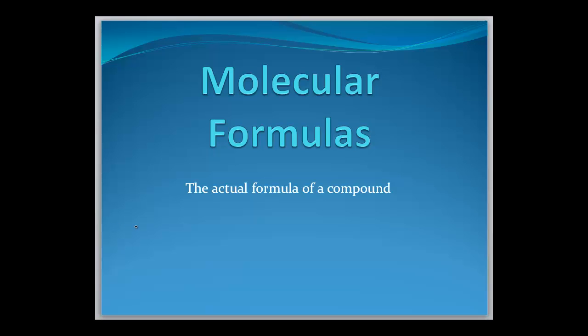So if you were to use something like a mass spectrometer, which we talked about earlier in determining masses of elements, you can also use that mass spectrometer to determine the mass of a compound. From that, you can calculate what we call the molecular formula.